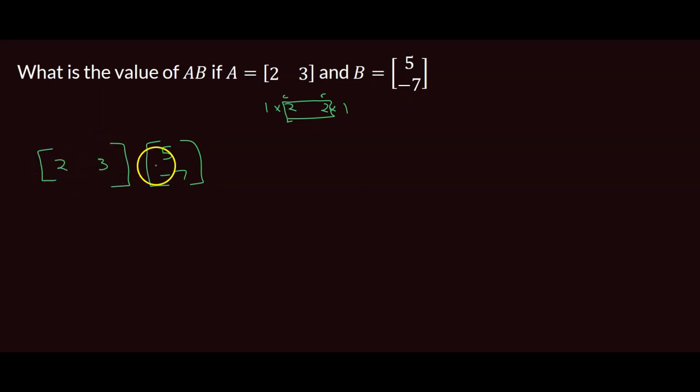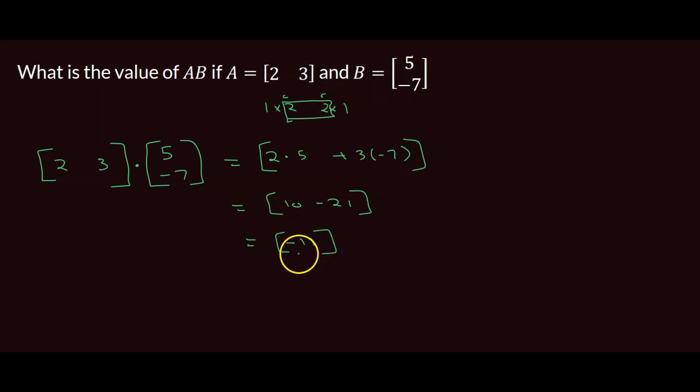We have 1 row here, and then we have 2 columns here. We have 1 row here and 1 column. So what we're going to have here is, let's put a multiplication here, 2 multiplied by 5 plus 3 multiplied by negative 7. This is going to be our matrix. So this is going to be 10 minus 21, so this is going to be the matrix negative 11. And you can see here that this is the 1 row, 1 column matrix as expected based on the rules that we discussed earlier. Let's go for another example.